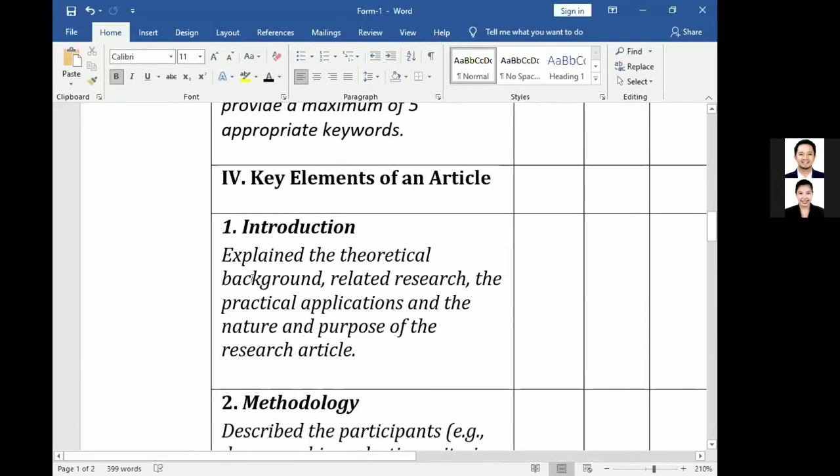So you should have the introduction. There should be the introduction there that you can find. It should explain the theoretical background, related research, the practical application, and the nature and purpose of the research article.